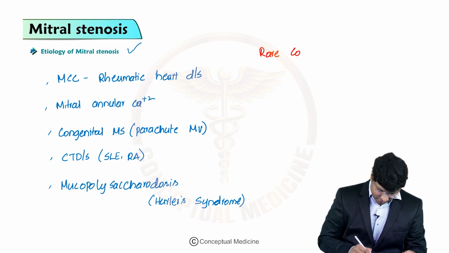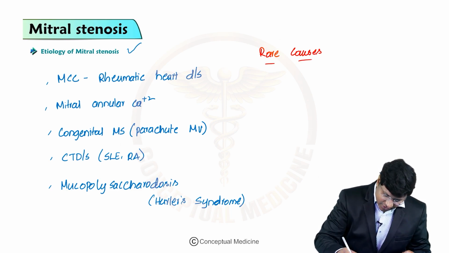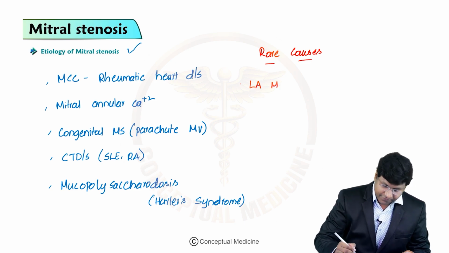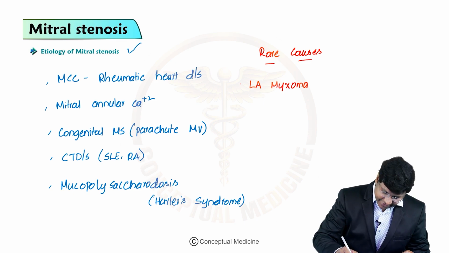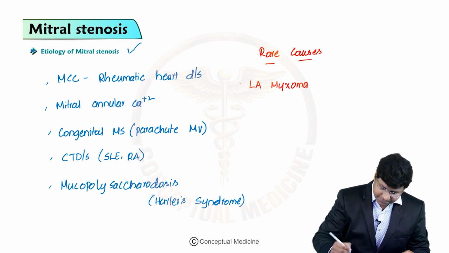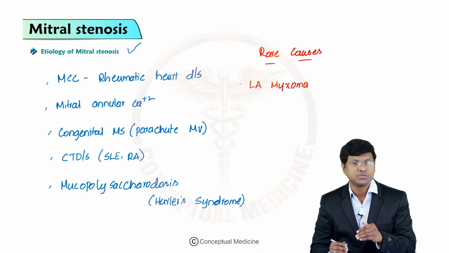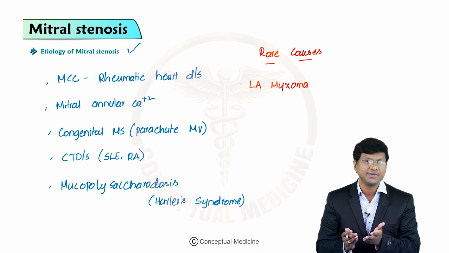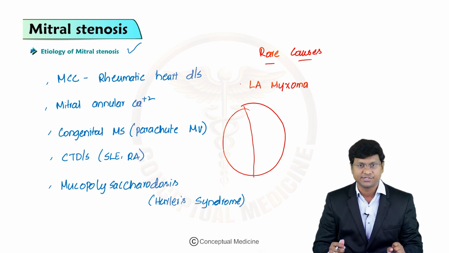Then you take some rare causes. So if you see the rare causes of mitral stenosis, that includes number 1, left atrial myxoma. Right, this is one of the rare causes, and it actually does not cause mitral stenosis, but the scenario it simulates is similar to that of mitral stenosis.